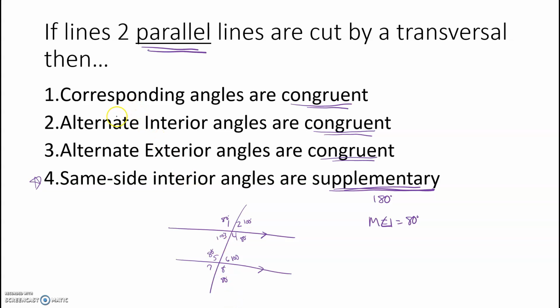We know corresponding are congruent. So if angle 3 is 100, angle 7 is 100. If angle 1 is 80, 5 is 80. So corresponding are congruent. And we know same side interior add up to 180, so notice these 100 plus 80 is 180, and 3 and 5 add up to 180. So once I tell you these lines are parallel, you know so much more information because of all these theorems.